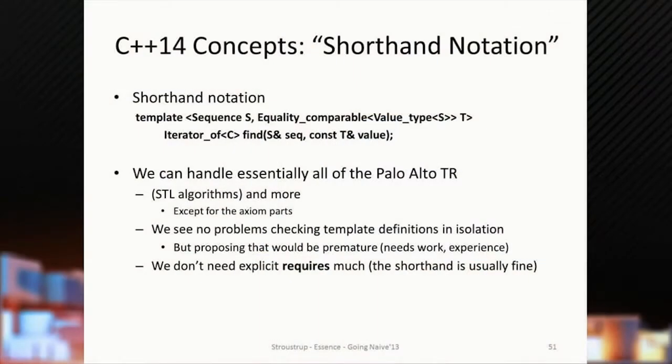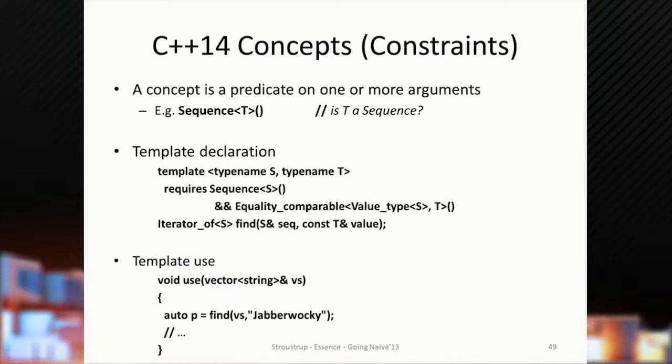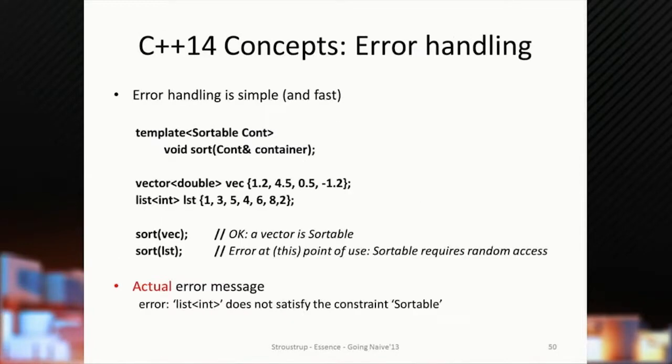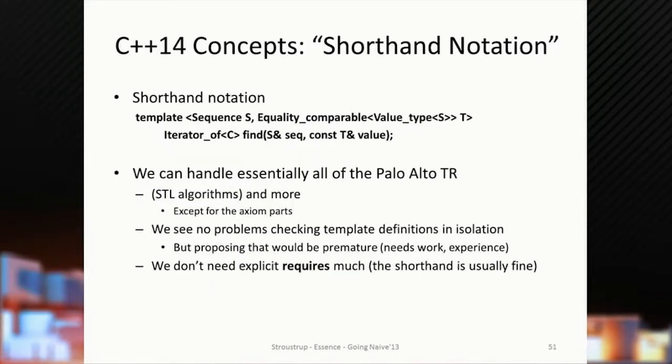So that's a switch. The shorthand notation is if you don't want to write all of this requires stuff, you can observe that you actually could write it. We need a sequence for which the value type of the sequence is equality comparable to the other template argument T. And then we can say iterator of T find. Some people like this notation, some people like the others. You'll have a choice. This is just a shorthand. It expands to the requires version.